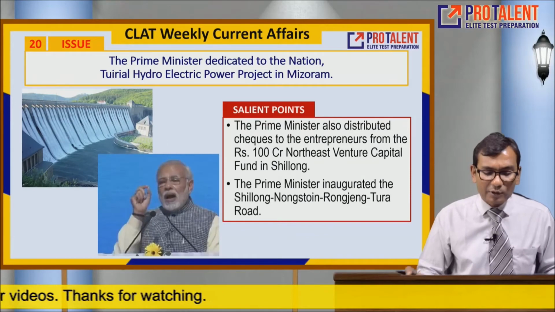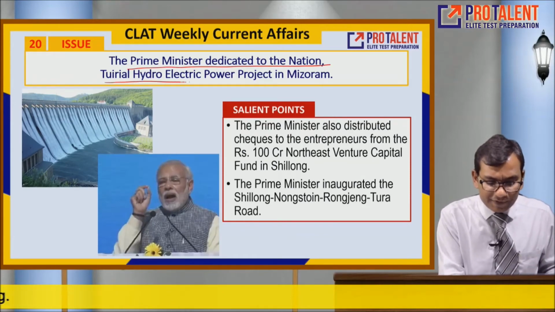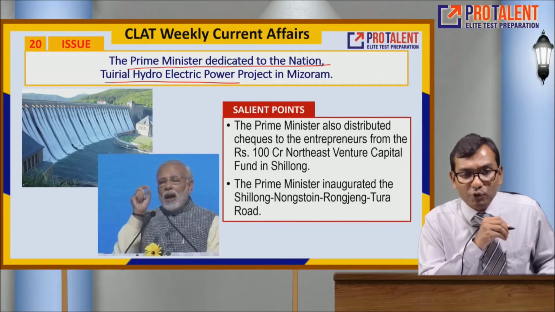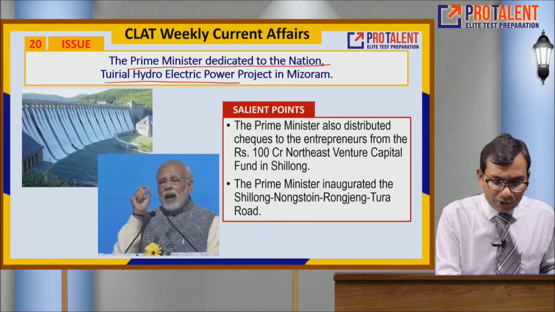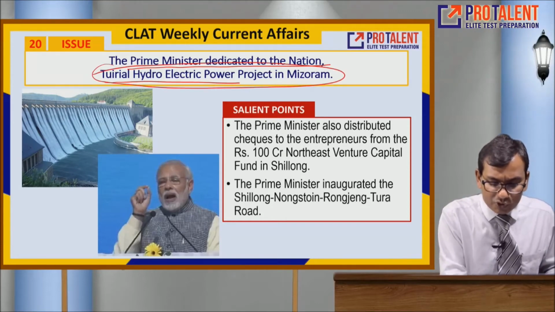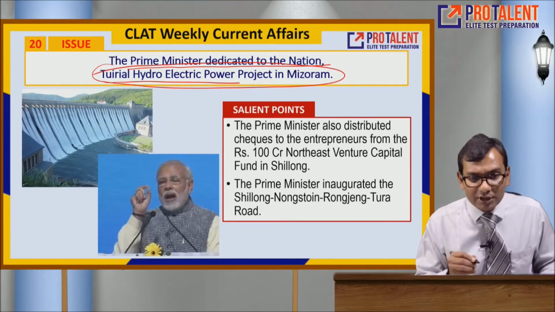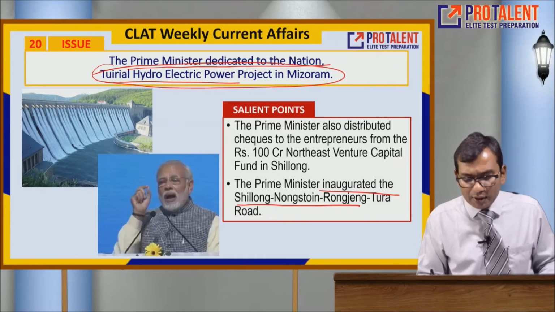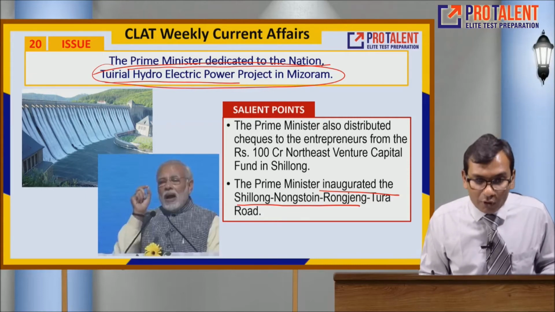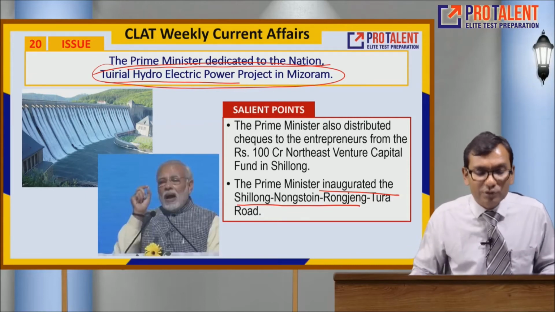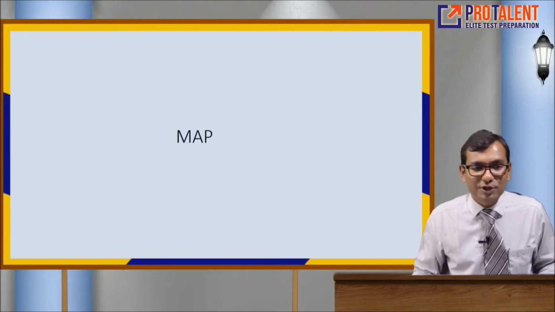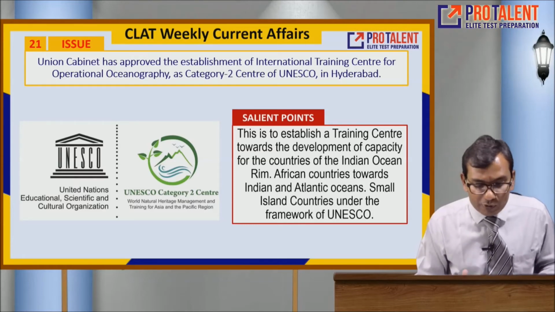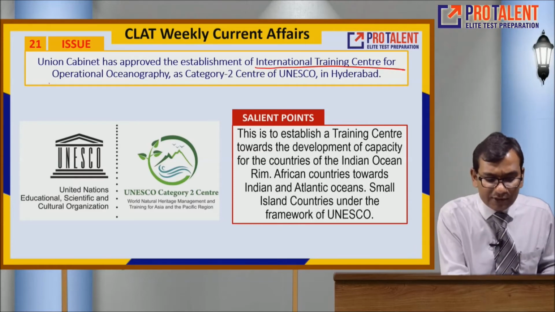Moving further, number 20, Narendra Modi, the Prime Minister of India, dedicated this Tuirial Hydroelectric Power Project in Mizoram. So, Tuirial Hydroelectric Power Project in Mizoram has been dedicated to nation by Prime Minister. Prime Minister inaugurated this Shillong, Nongstoing, Rongjeng and Tura Road also. So this is, you can say, one of the very good thing is happening in the northeastern states.